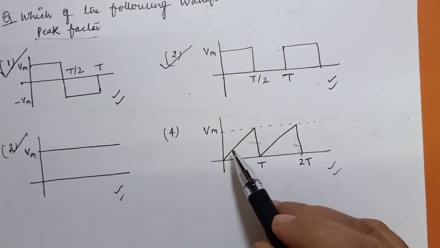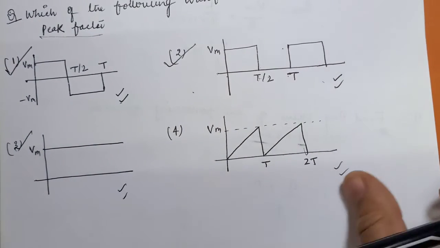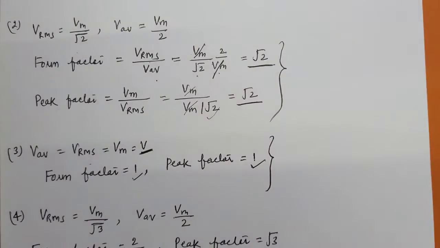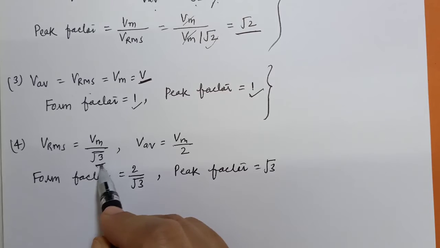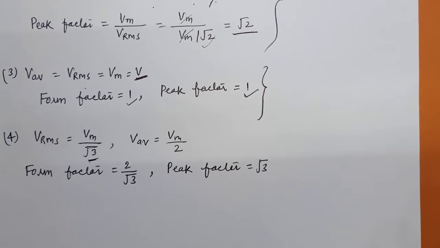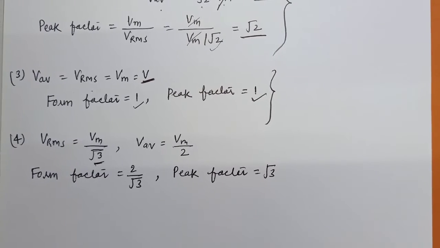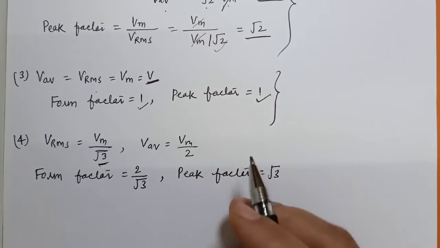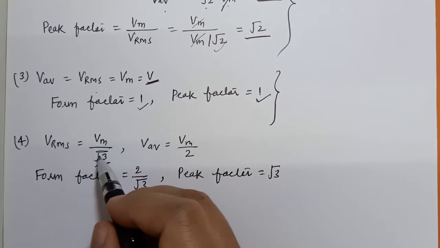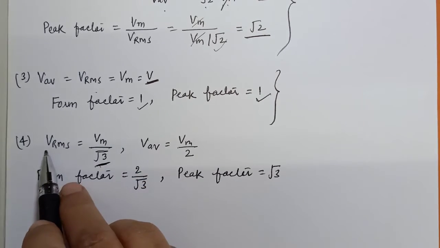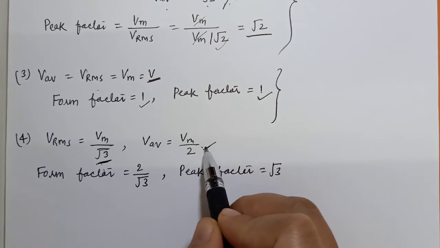Now see the fourth option. The fourth is the sawtooth waveform. For the sawtooth waveform, the RMS value is Vm by root 3. We have already solved all these waveforms in the last class, so I am not solving them in detail, I am just utilizing the end results. For the sawtooth waveform, VRMS is Vm by root 3 and the average value is Vm by 2.